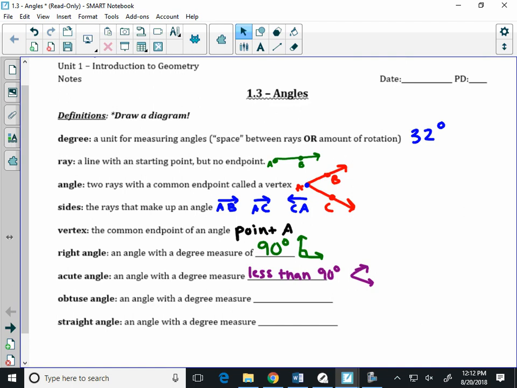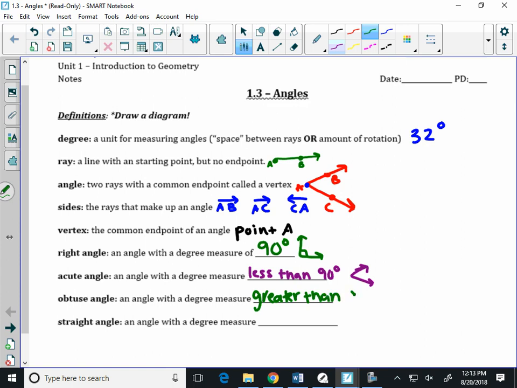Obtuse. What do we know about obtuse angles? Kathy? They're greater than 90. Good. They're greater than 90 degrees. So those are those nice wide big angles. Like so. That's an obtuse.